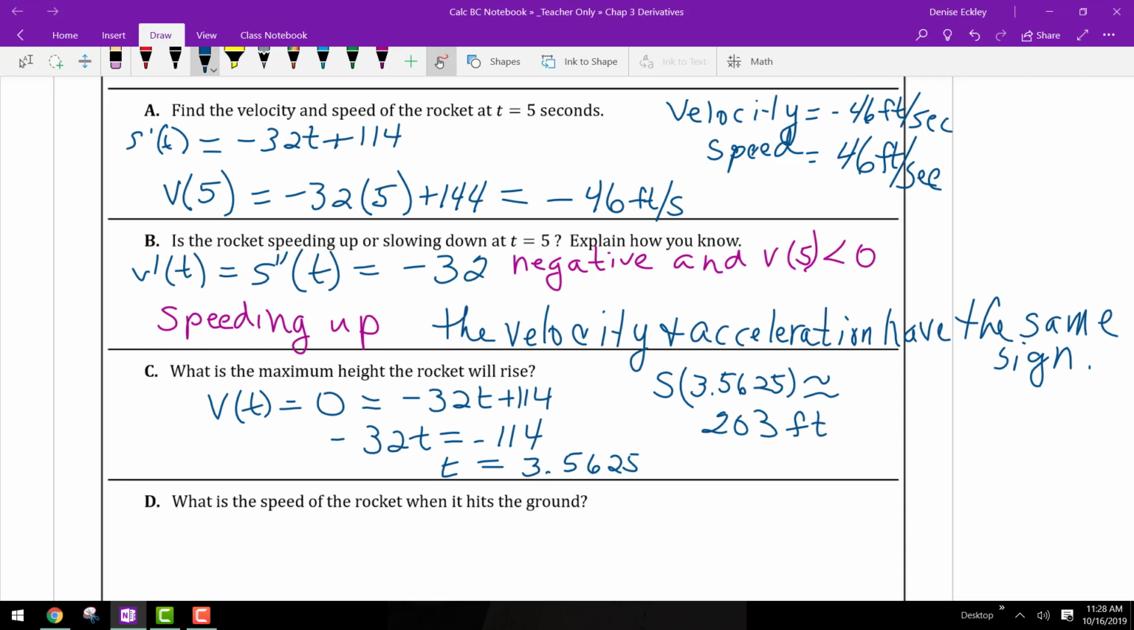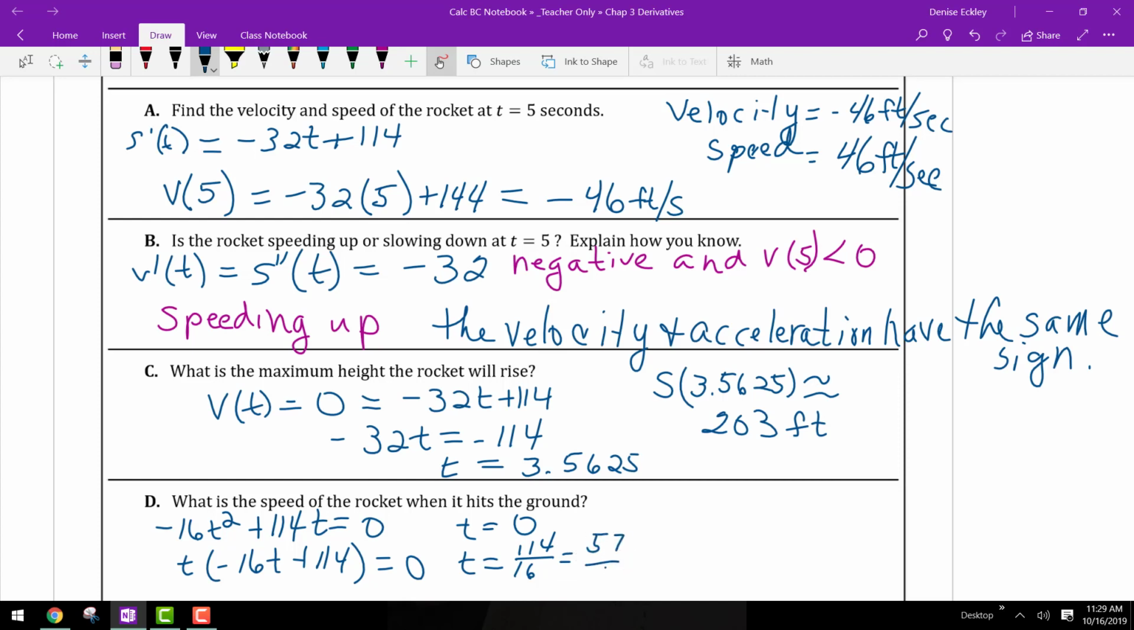Okay, what is the speed of the rocket when it hits the ground? So that means we need to know at what time the rocket hits the ground. So we're going to set the position function equal to 0. So we set negative 16t squared plus 114t equal to 0 and solve for t. So I'm going to factor out a t. And when I solve this, of course, we get t equals 0 before it was launched. And the other time is going to be t equals 114 over 16, which is 57 over 8.